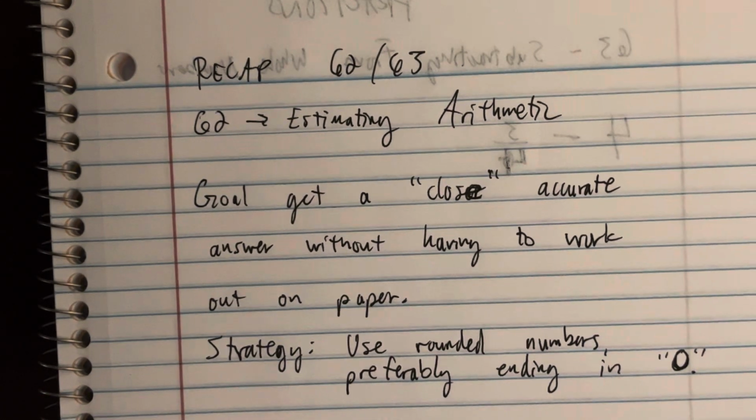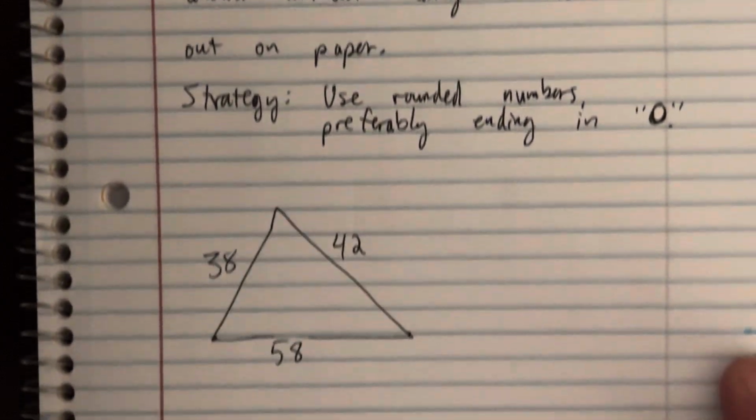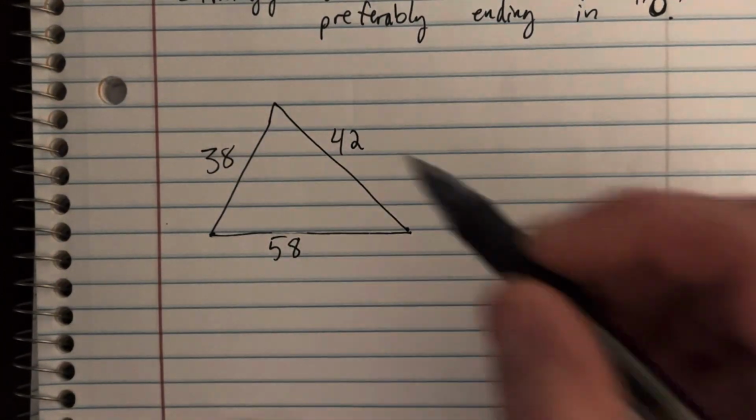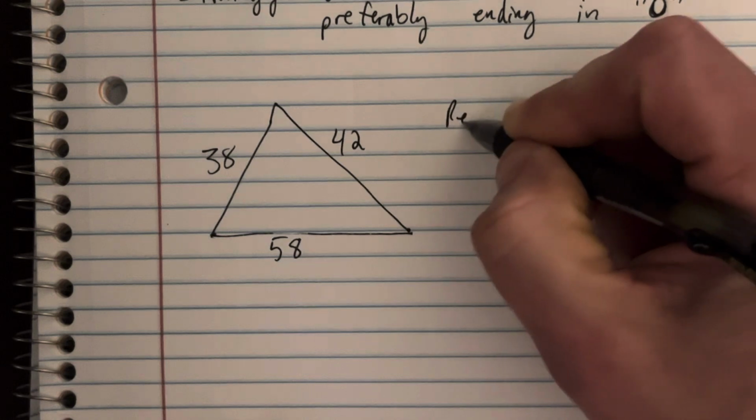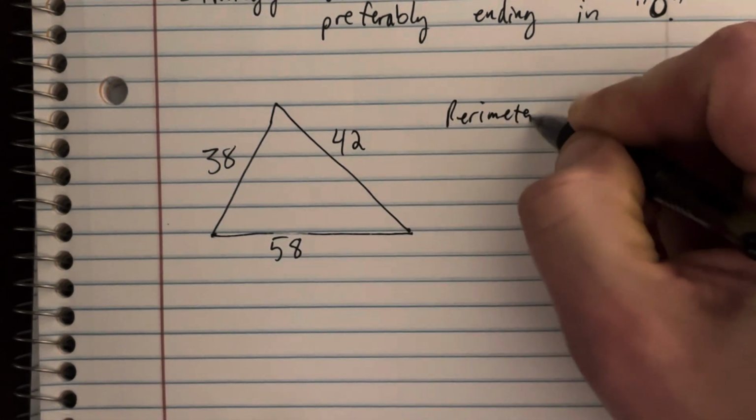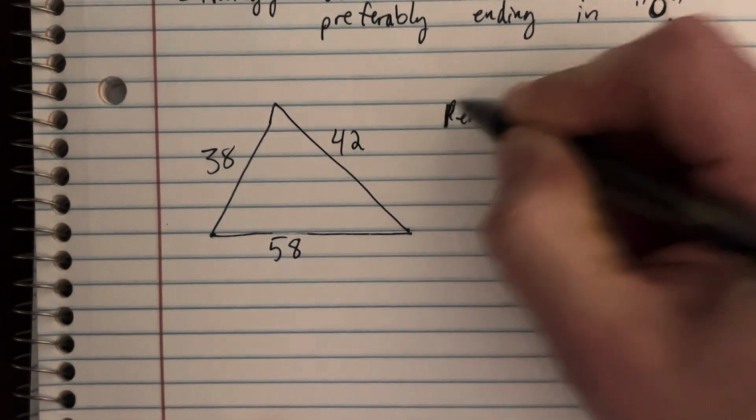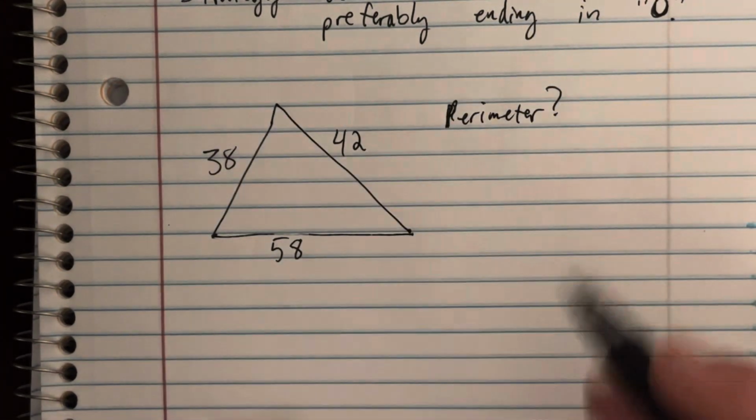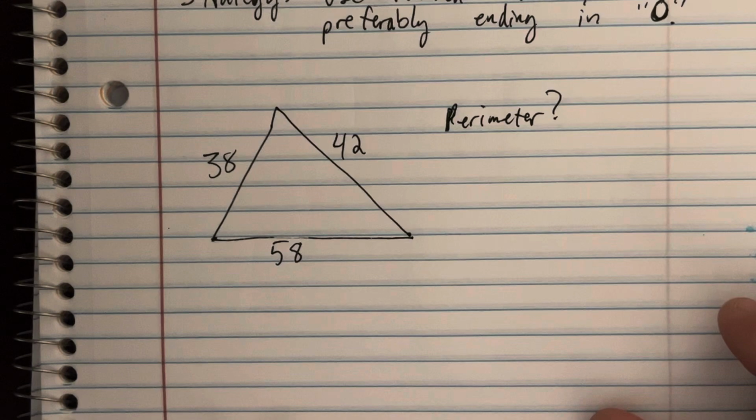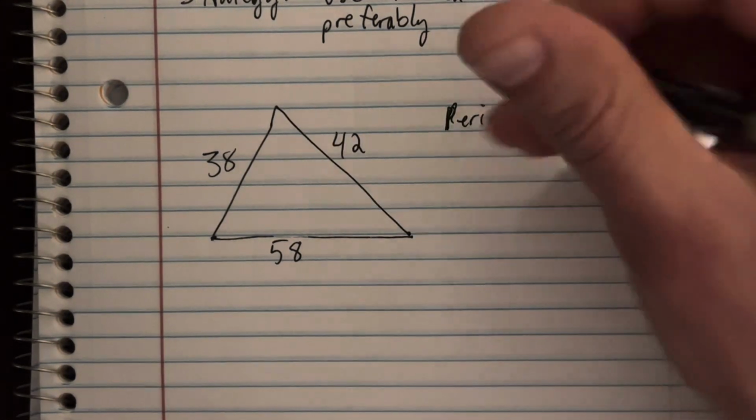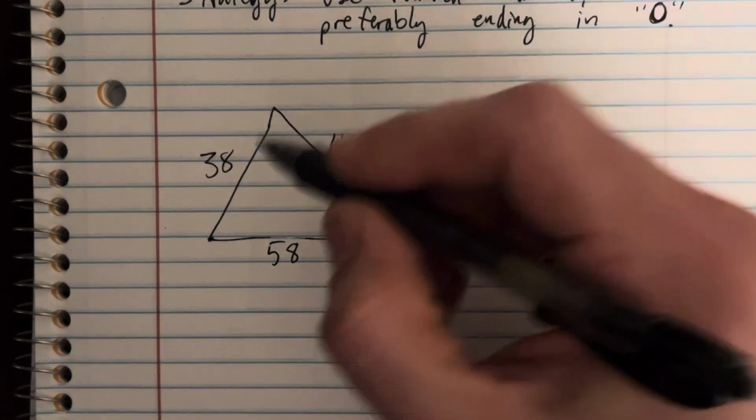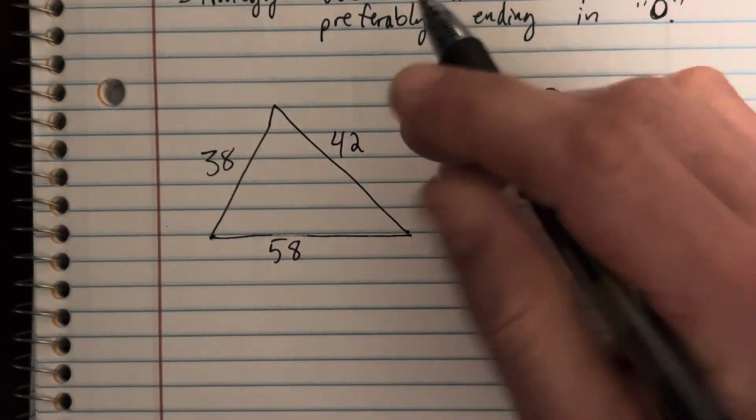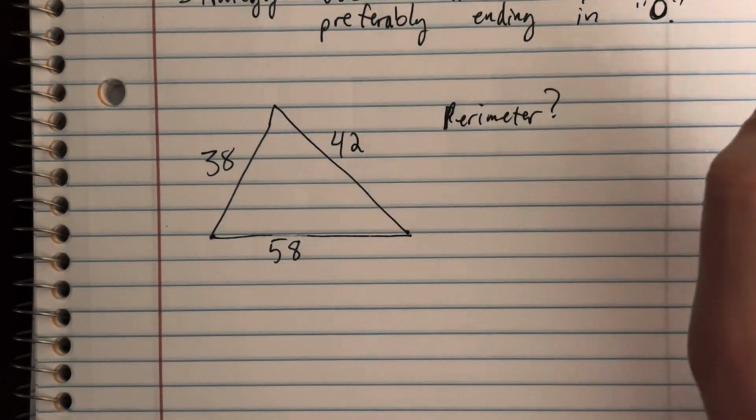So let's take a look at an example where we might use estimating to help us. Suppose I wanted you to find the perimeter of this triangle. Perimeter means the distance around. So what we're going to do is add up all the sides. I know you might look at it and think it's really not that bad, I'll just add them all up. But nonetheless, you would still take more time than if you estimated and converted each of these to a number that's close by that ends in 0.